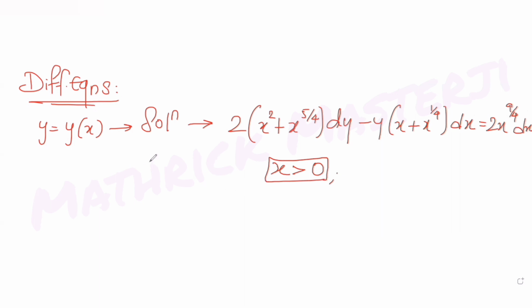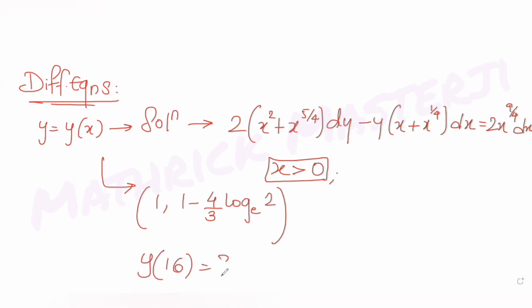It also tells us that the solution passes through the point (1, 1 − (4/3) log 2 to the base e). So basically, if I put that x and y point in my solution, I'll get the constant c with this condition. And we have been told that we have to find the value of y(16), meaning we have to find, at x equal to 16, what is the value of y.